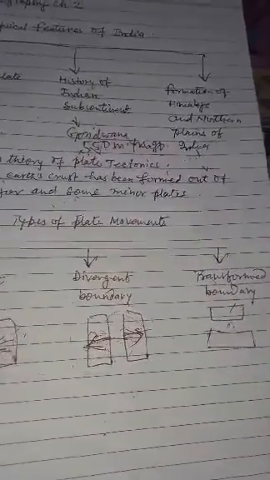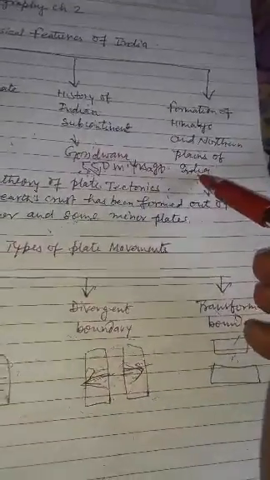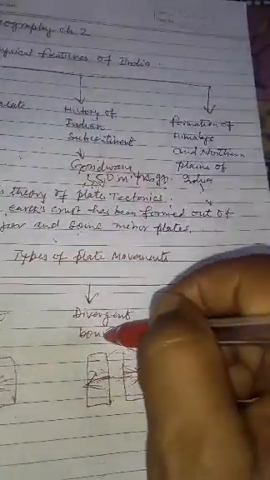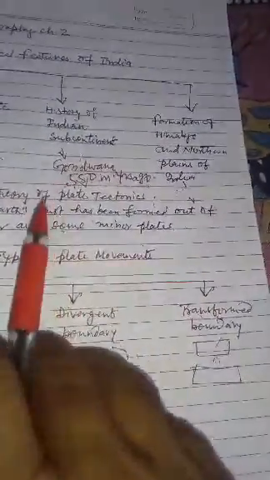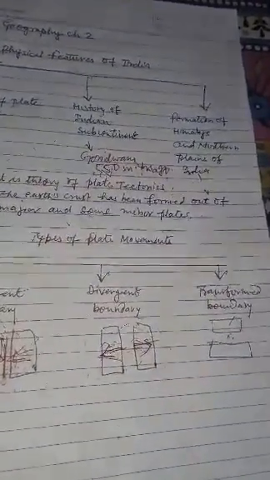The depression that was formed gradually got filled with sediments by the rivers. The deposition of the sediments led to the formation of the northern plains of India.